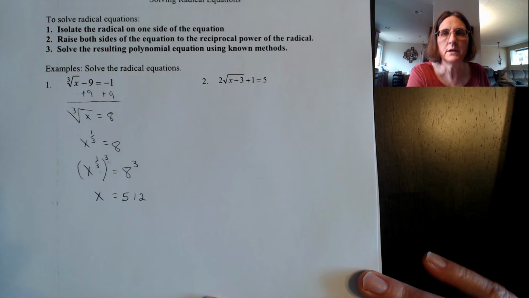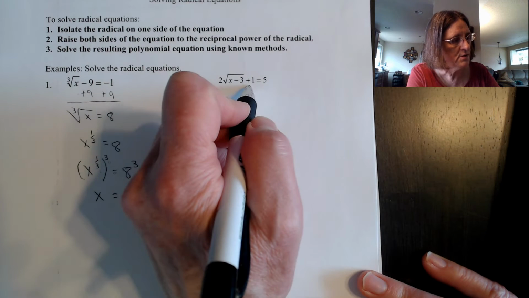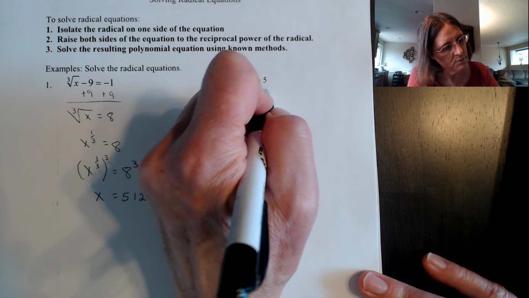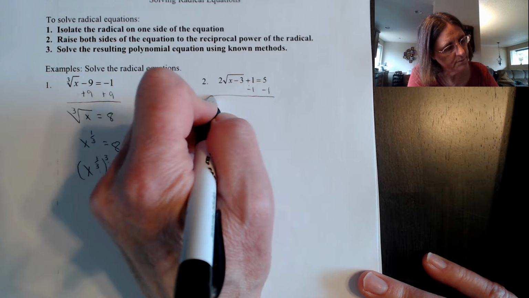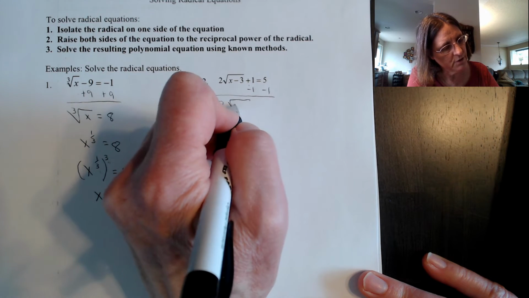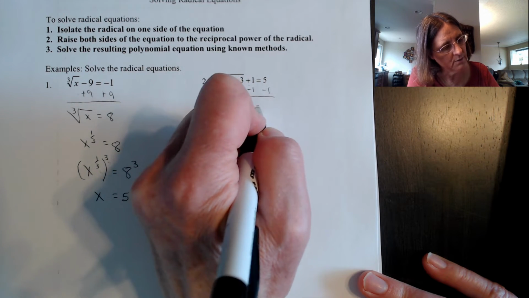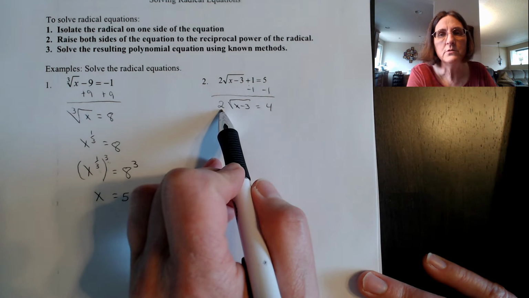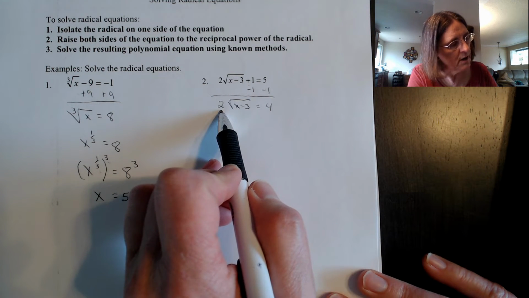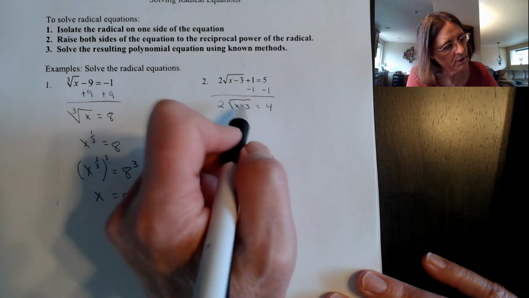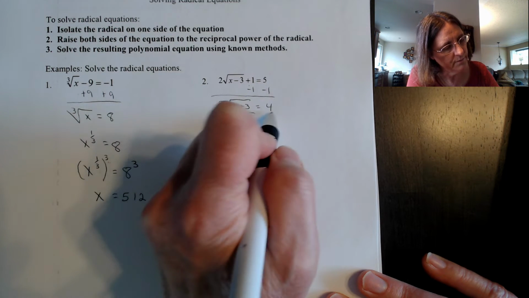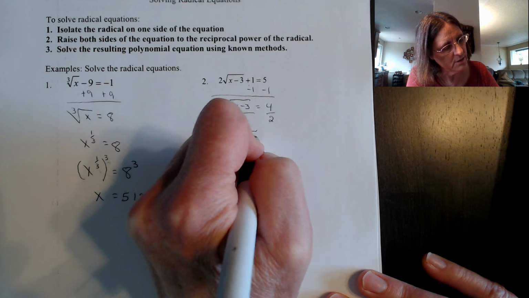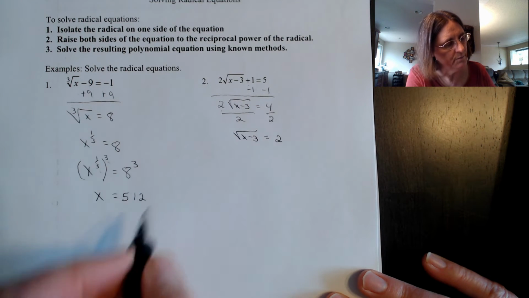Again, we're going to start by isolating the radical. So we're going to start by getting rid of plus 1 by subtracting 1 from both sides. So we have 2 times the square root of x minus 3 now is equal to 4. And then we're going to undo the multiplication of 2 times the radical. So we're going to divide both sides by 2. And we get the square root of x minus 3 now is equal to 2.